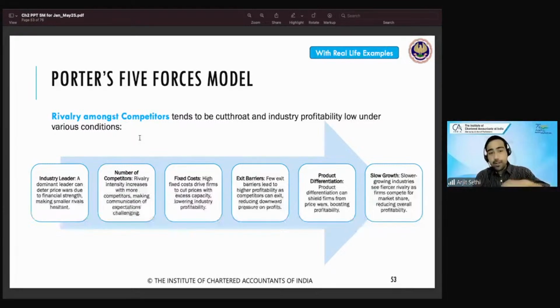When the fixed costs are high, that drives the firms to cut prices with excess capacity, lowering industry profitability. जब बहुत ज्यादा fixed costs लग चुकी होती है, then people start becoming competitive. I can't even exit, and it's difficult to sustain, so the competition becomes fierce.